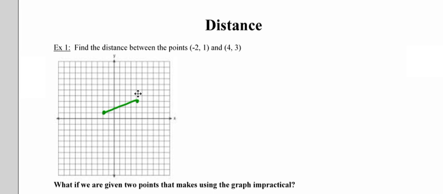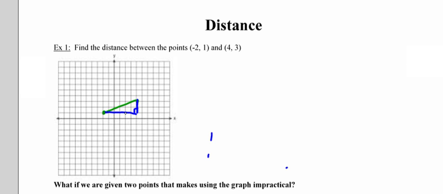The fact that it's slanted or tilted makes things a bit more challenging, because if this were a perfectly horizontal line segment or a perfectly vertical line segment, we would simply count the number of boxes. But what we're going to do is draw a right triangle and then use our knowledge about the Pythagorean theorem.